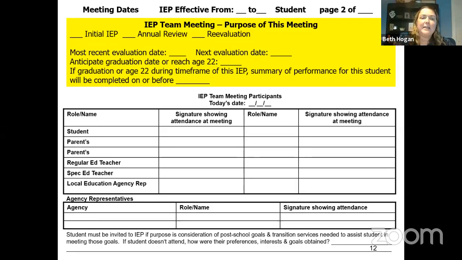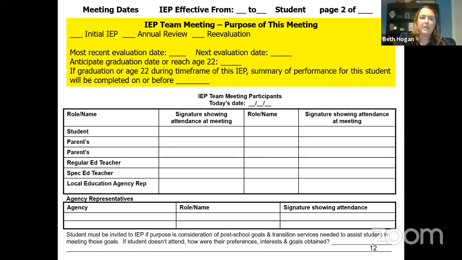The anticipated graduation date or student reaching the age of 22. So this is going to be, again, either the day that we're expecting the student to graduate or his or her 22nd birthday. Graduation is a change of placement, and so families need to know when that's happening. No surprises are allowed in this process. And so this date can change.